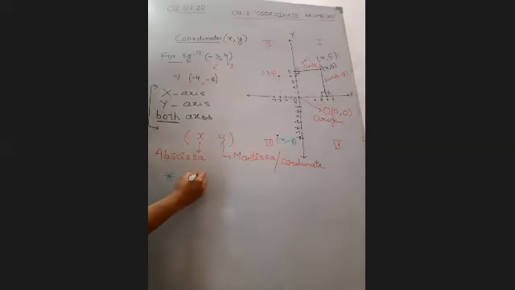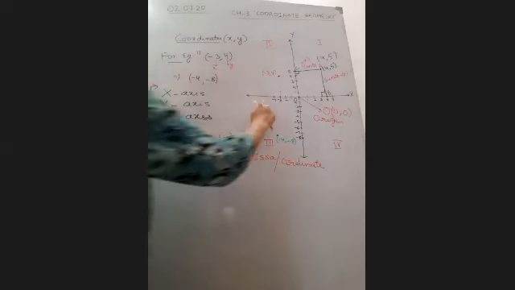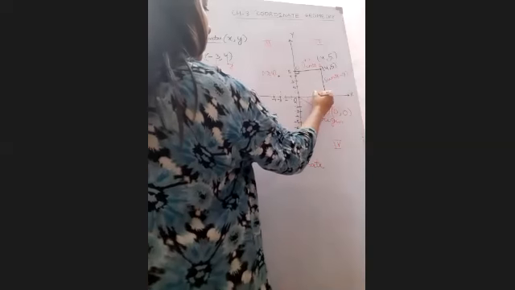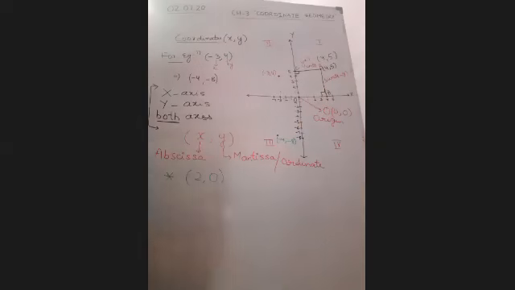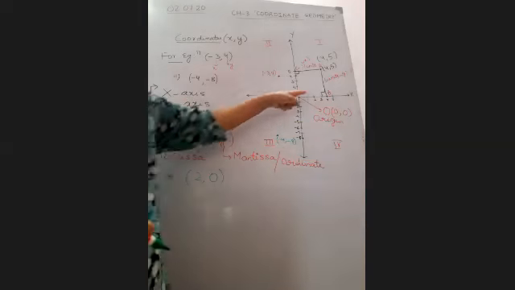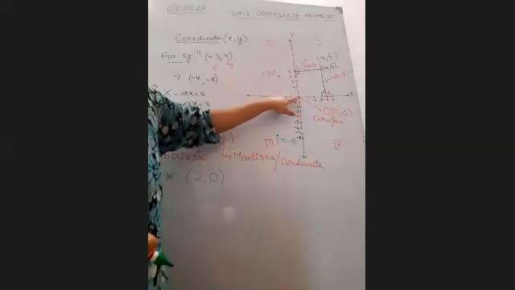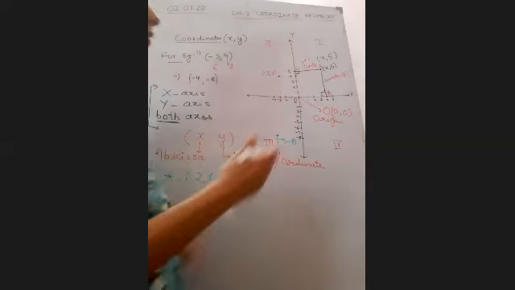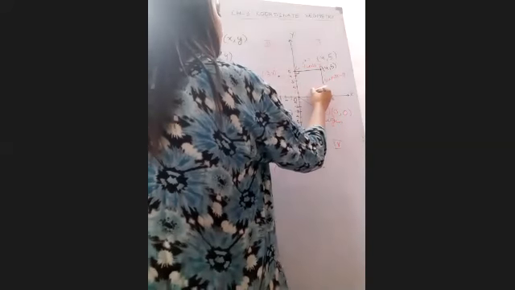Another thing. Suppose I have a point (2, 0). Let us see where we put this point. 2 means which axis? X-axis. This is 2. Please understand this point very, very carefully. This is 2. Y is 0. So are we going anywhere upward? No, ma'am. This is the point (2, 0).